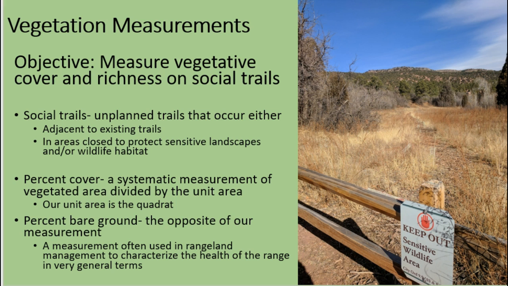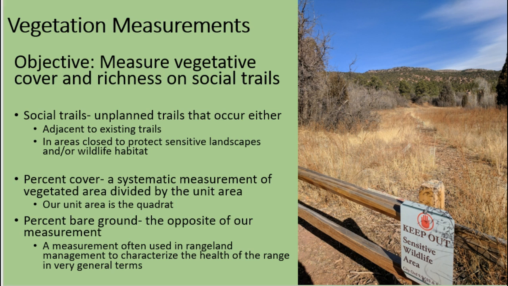Social trails are unplanned trails that occur either adjacent to existing trails or in areas closed to protect sensitive landscapes and/or wildlife habitat. Here in this picture, we can see a trail going through a nice valley, which is great wildlife habitat, but we have redundant trails all around. We don't need one right here, and we can certainly do without several trails going to the same place.